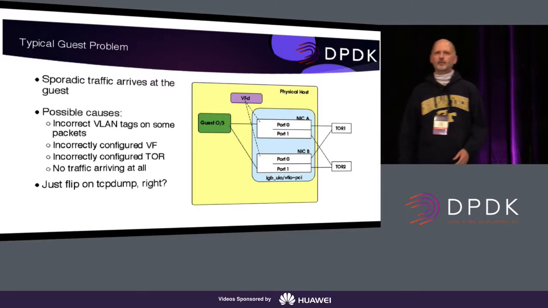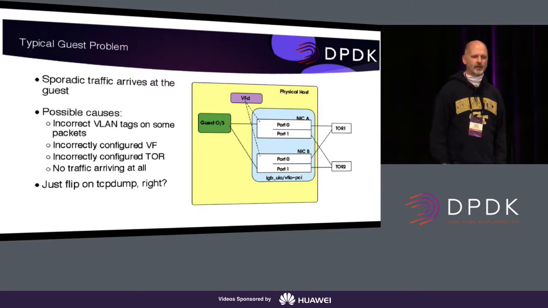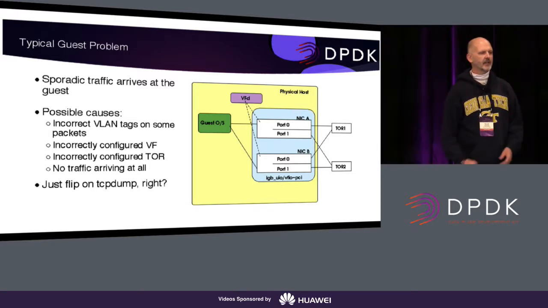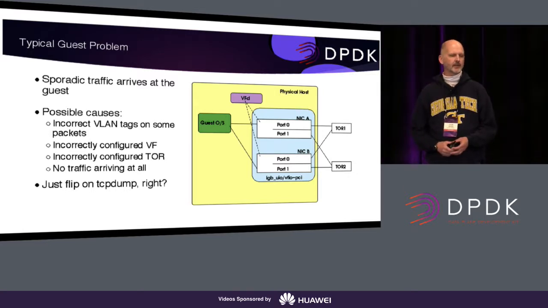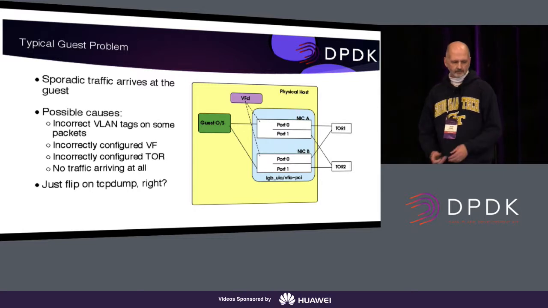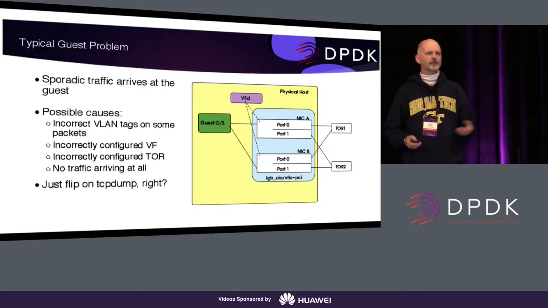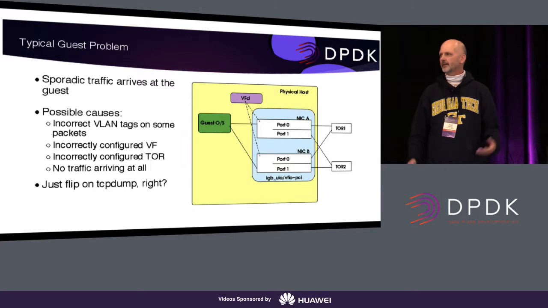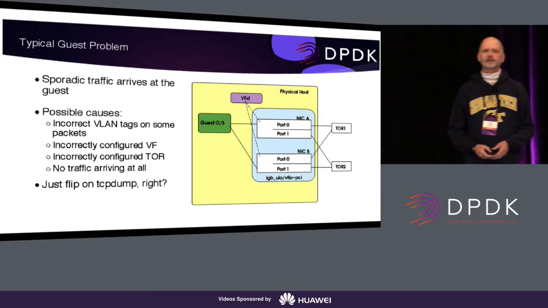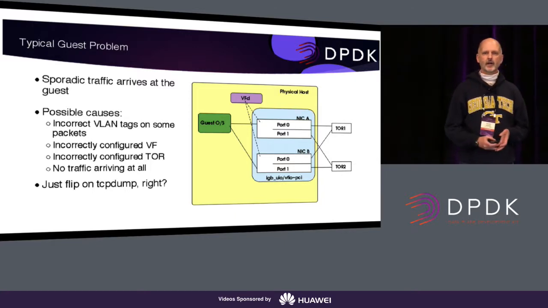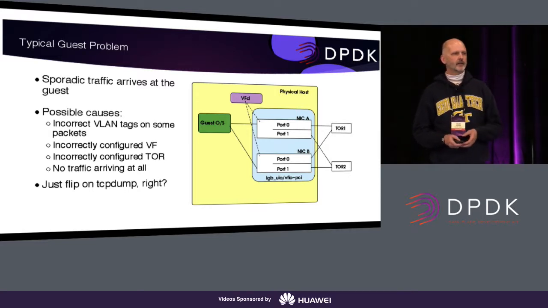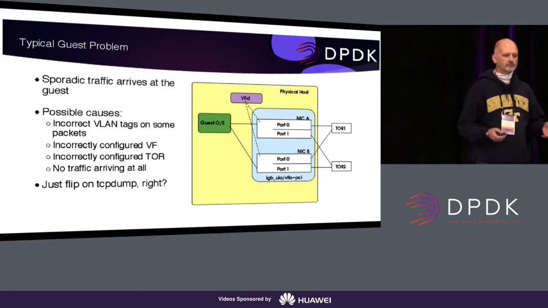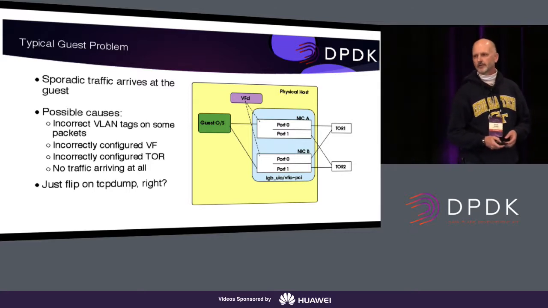And as network professionals, we know that there are all kinds of possible causes for that. VLAN tags are wrong. The VF is configured incorrectly. Something at the top of rack switch is wrong. There's no traffic arriving at all. And so in the normal world, we would just flip on tcpdump, and we would at least see something. We would see no traffic. We would see corrupted packets, or we would see VLAN headers that are wrong. But when we pull that kernel driver out of the mix, we can't do tcpdump anymore. We lose our tools.